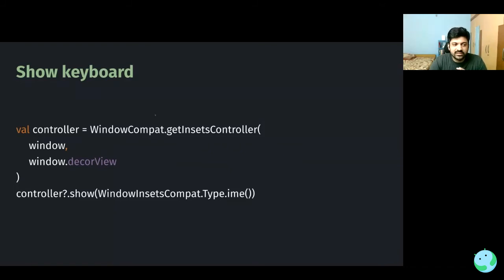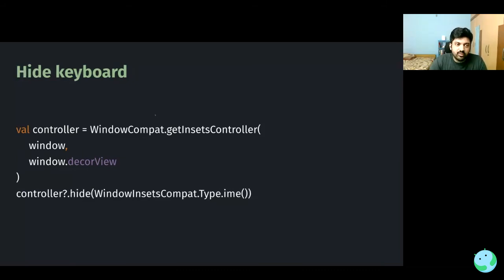Here again, you get access to an inset controller by calling WindowCompat.getInsetsController. And then you just call the show method on the controller, with the type of inset you want. Since we want to show the keyboard inset type, we pass in WindowInsetsCompat.Type.ime to the show method. Similarly, if you wanted to hide the keyboard, just call hide on the controller with the type of inset you want. And you can already see how this cleaned up a lot of our code, and this will ensure that it works across devices.